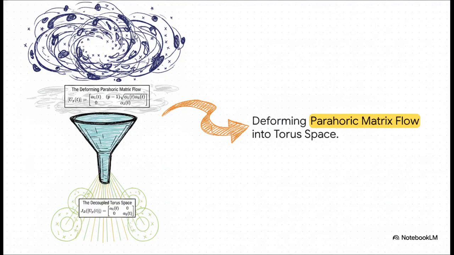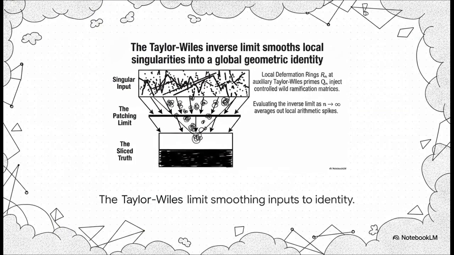The deforming parahoric matrix flow starts out full of messy, complex crosstalk. But as it gets funneled through the Jacquet functor, that complicated unipotent subspace is completely stripped away. What drops out into the decoupled torus space is beautifully clean and diagonal, which perfectly stabilizes the analytic behavior of the field. You can actually see this entire smoothing process visually across the system through the Taylor-Wiles inverse limit.